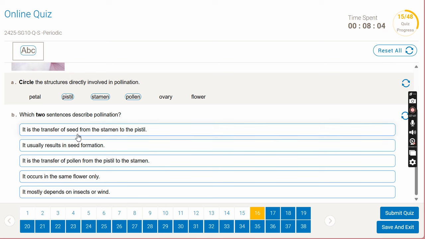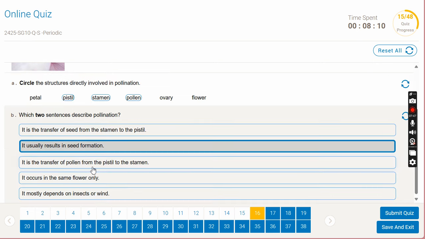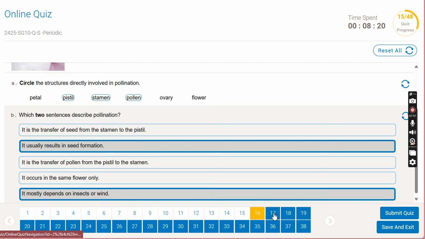Transfer seed? No. It transfers pollen, not seed, from stamen to pistil. It usually results in seed formation, yes. It transfers pollen from pistil? No, because it's not from pistil to stamen, it's stamen to pistil. It occurs in the same flower only? No. It can happen in 2 or more flowers. It mostly depends on insects or winds.